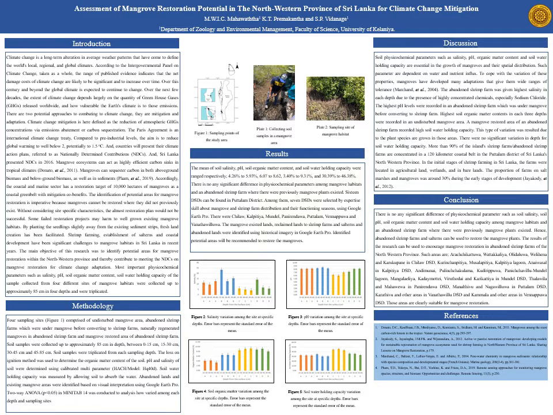Abandoned lands and existing mangrove areas were identified based on visual interpretation using Google Earth Pro. Two-way ANOVA in Minitab 14 was conducted to analyze how the parameters varied among each depth and sampling site. There is no significant difference in physicochemical parameters among mangrove habitats and abandoned shrimp farms where mangrove plants previously existed.